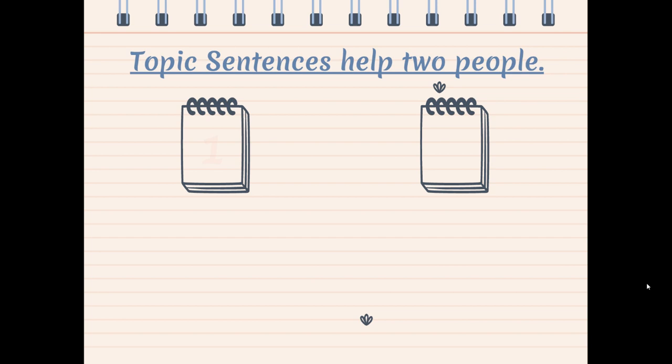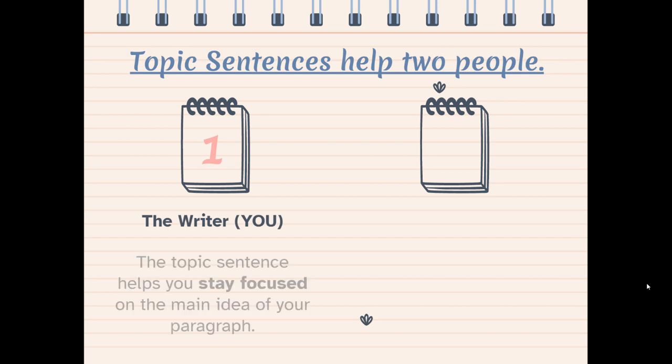Now, topic sentences help two people with your writing. First, it helps the writer. That's you. A topic sentence helps you stay focused on the main idea of your paragraph. All the time with my own writing, I have to go back and read my topic sentence to make sure that I'm staying on topic. If I start talking about that I love drawing, I can't then start talking about how much I love soccer. That doesn't make any sense. If you start talking about drawing, you have to continue to talk about drawing. Topic sentences keep you focused.